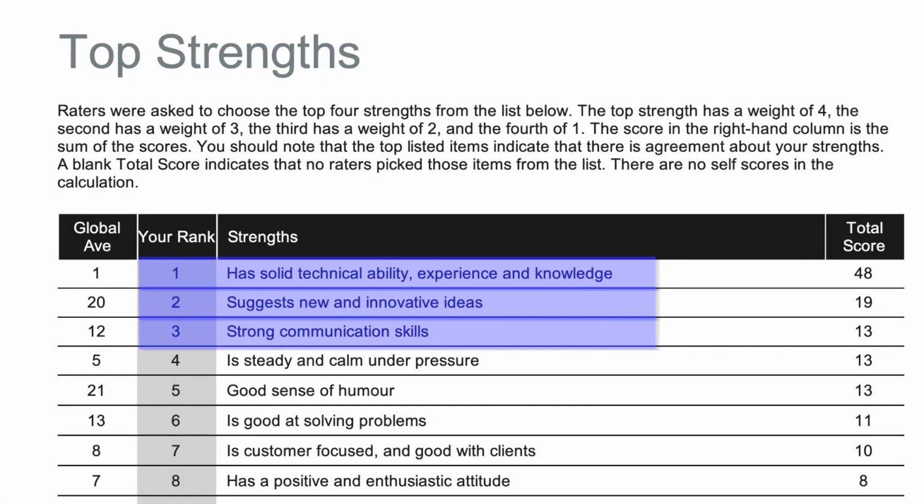Strong communication skills, he came in as his 3rd, and is steady and calm under pressure came in as fourth. The communication skills fit with the new and innovative ideas, which means he's quite good at communicating those to others. So again, that would be a strength in his particular work site.